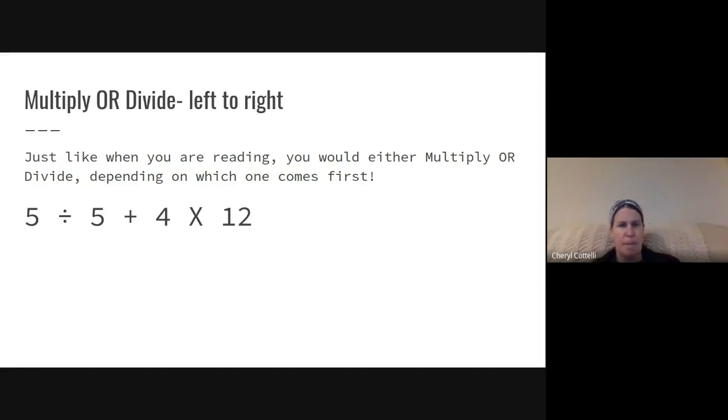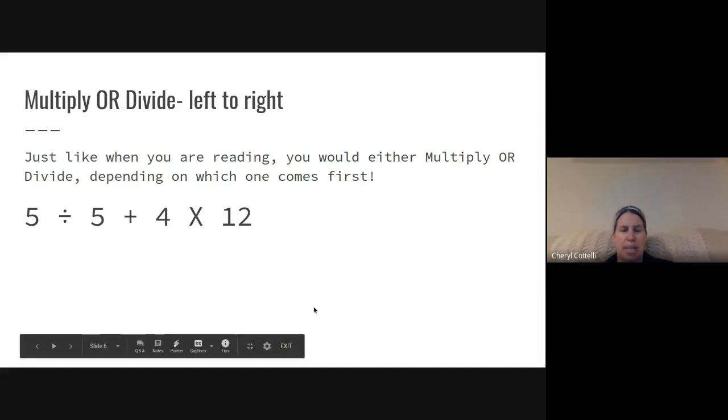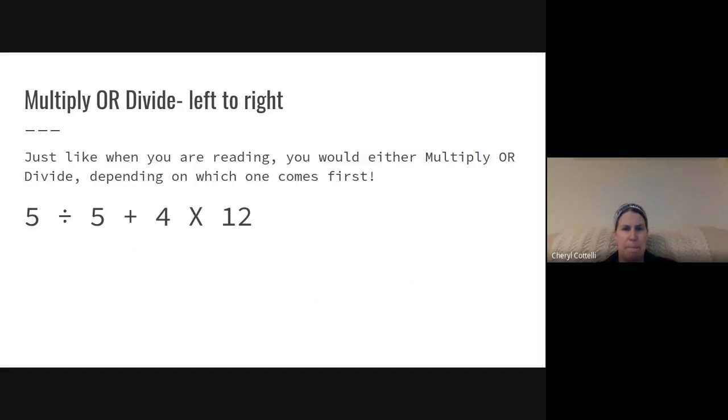Then you would do multiply or divide depending on what you see first. So if I were reading this problem, I would say parentheses, no. Exponents, no. Multiply or divide, well, there's a division problem first. So we would do this first, left to right. So 5 divided by 5 is 1. Then we go over to the multiplication. 4 times 12 is 48. 48 plus 1 would give you 49, which would be the answer.